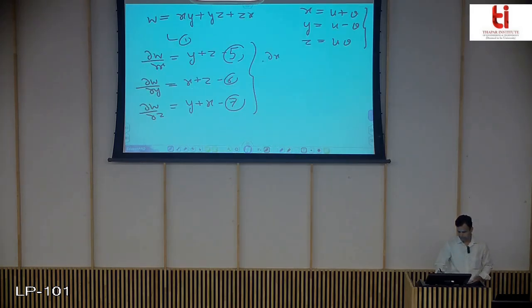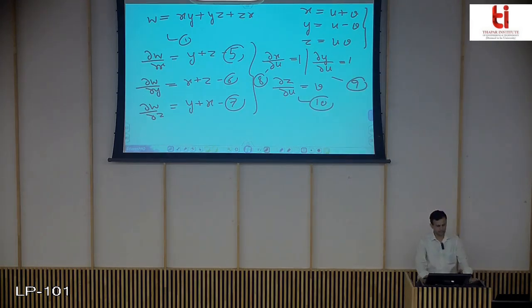∂x/∂u is 1, we can see clearly. ∂y/∂u is 1. ∂z/∂u is equal to v. So this is 8, this is 9, this is 10. Again, in this question, what has been asked? You have been asked for ∂w/∂u. So whatever result we finally get, it should come in terms of u and v.